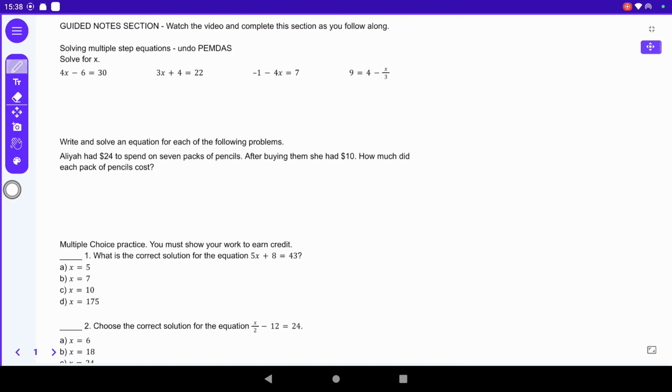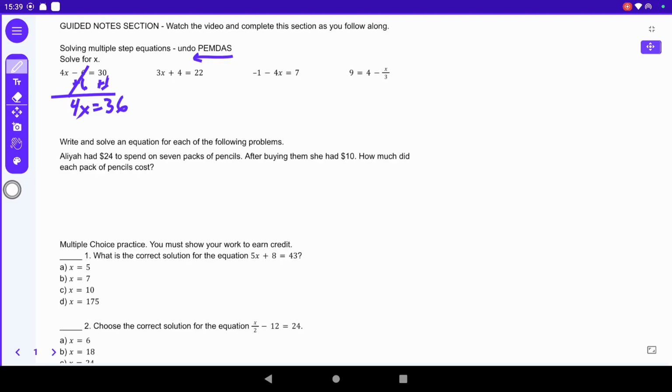When you look at this first example, 4x minus 6 equals 30, we start with subtracting and ask, is there anything that's being subtracted I can undo, or adding I can undo? In this case, there is. We have a minus 6, so we're going to add 6 to both sides. That cancels that, and we're left with 4x equals 36.